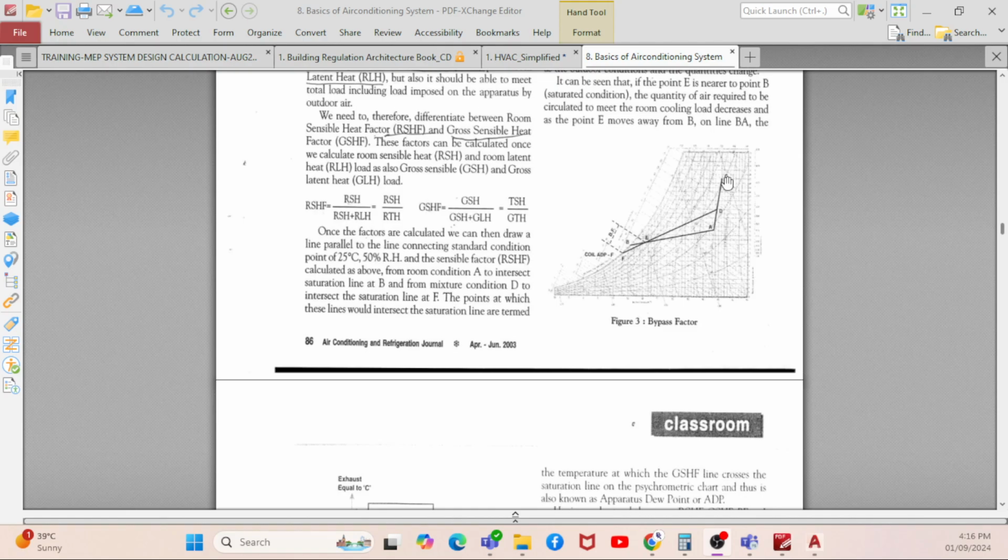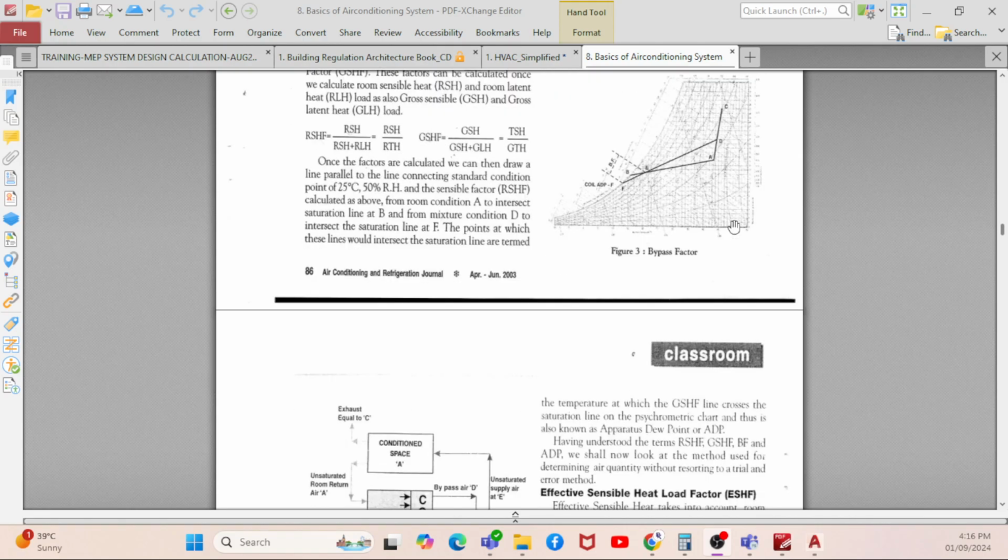You have outside air, when it comes to inside, you have mixing, then after that it will come inside the space. Then after the coil it will reduce that temperature, then after absorbing the heat, it will go back again. So this cycle will repeat again and again in the air conditioning process. Okay, so you can understand what the bypass factor is. This bypass factor will be used in future.